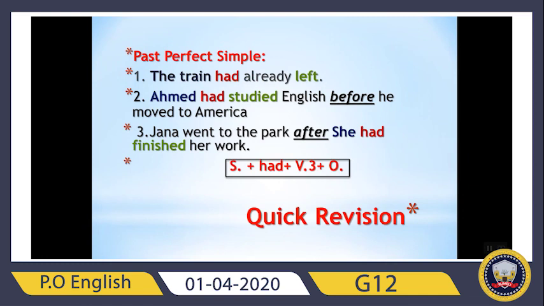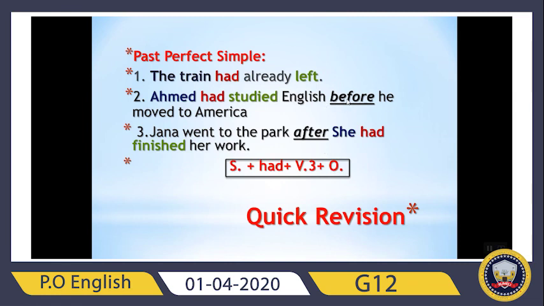Number 1, the train had already left. Ahmed had studied English before he moved to America. Jana went to the park after she had finished her work. Now, as we said before, past perfect simple consists of the subject, the train, Ahmed, Jana, then had, then verb 3: left, studied, finished. So past perfect simple consists of subject, had, verb 3, then object if we can find.